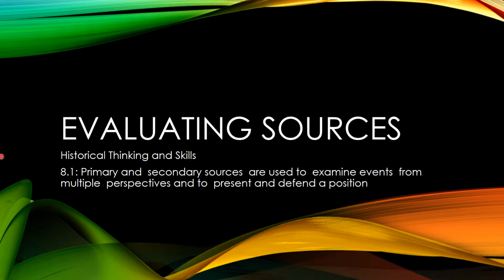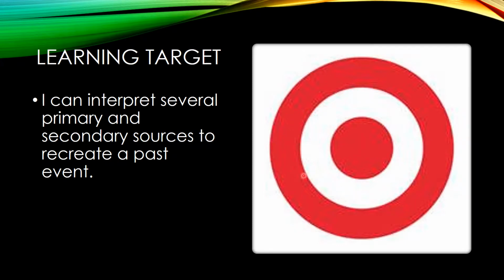Hi guys, today we're going to be talking about evaluating sources. The standard that goes with that is 8.1, historical thinking and skills. Primary and secondary sources are used to examine events from multiple perspectives and to present and defend a position. So we're going to go over some vocabulary and get you ready for class. Our learning target: I can interpret several primary and secondary sources to recreate a past event.